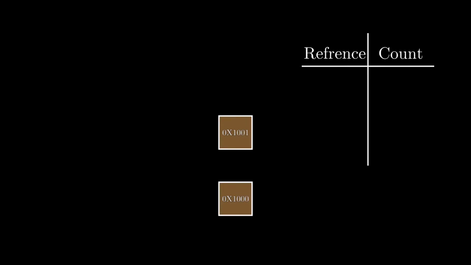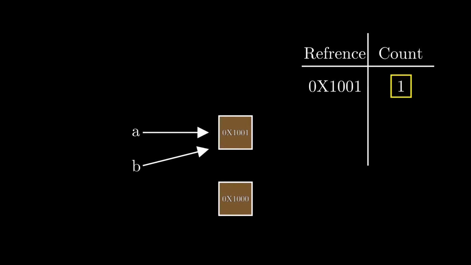In this video, we will talk about reference counting in Python. If we assign a equal to 10, it means a is referencing the object containing the value 10. Now, if we assign b equal to a, it means b is also referencing the same object. Now, its reference count increases by 1 and goes to 2.